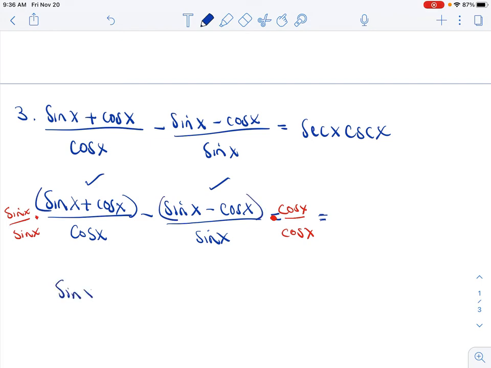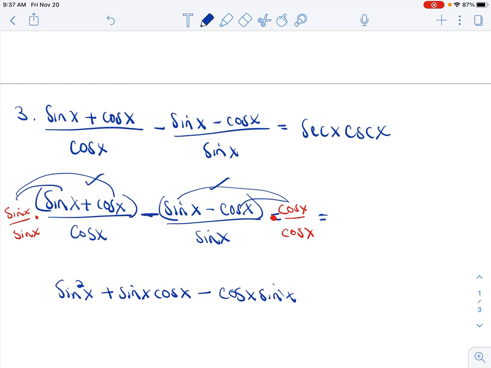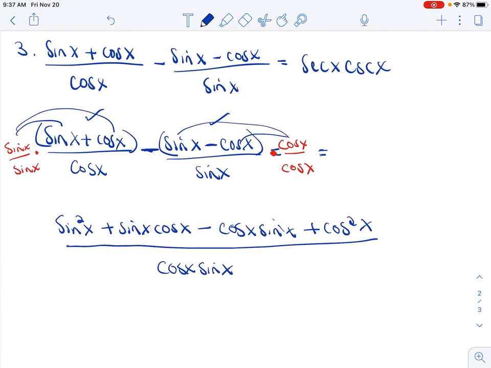So I get sine squared x, because I'm going to distribute it, plus sine x cosine x. Now be careful with this negative. So now this is negative cosine x sine x. And this is a negative times a negative, so it's a positive cosine squared x. Be careful of those. They're usually the thing that messed me up as well. Well, what happens here is these go away because they're the same exact thing, and one's positive and one's negative. And what is this thing equal to?